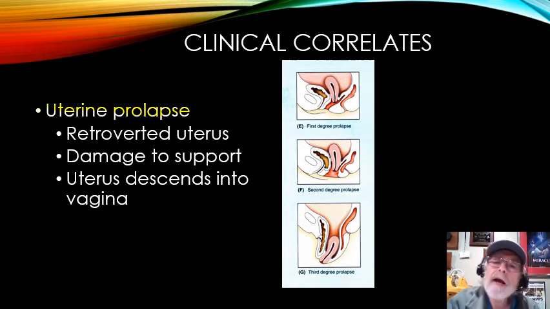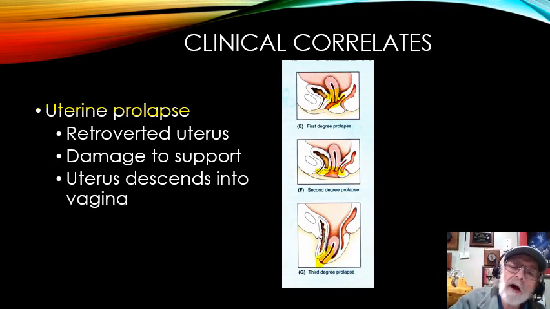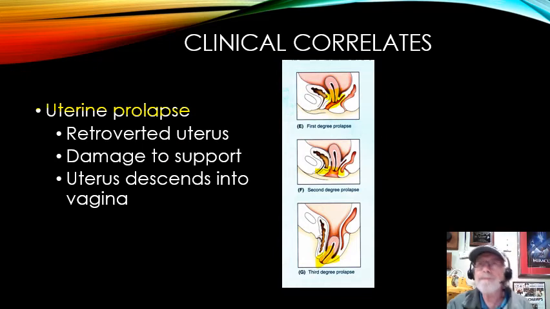This is where it would be starting up in here. But now you can actually see where it's sticking down more into the vagina than it should be. Finally we get to what's called a second degree prolapse, and now it's about halfway down the vagina. If you looked inside the vaginal opening, you'd actually see the cervix starting to pop out. And a third degree is where we'll actually see the cervix outside the body.